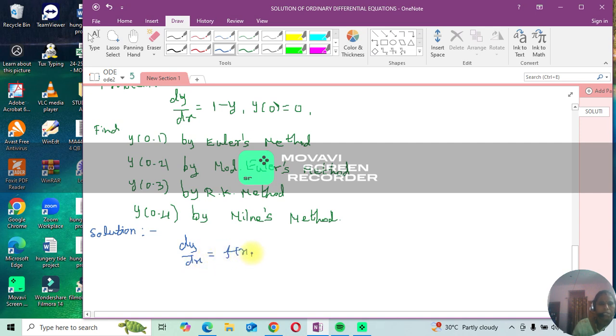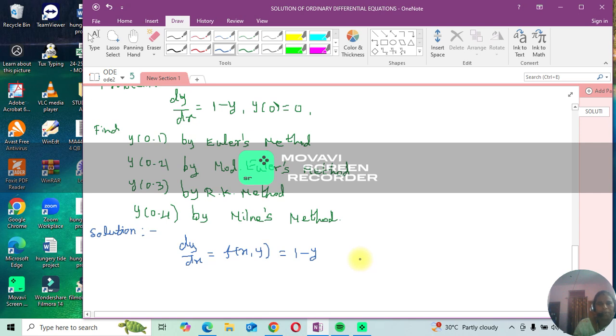So dy by dx, what is given? 1 minus y. So f of x, y is 1 minus y. And y of 0 equal to 0 is given. So using the initial value, and by choosing the interval difference of x value, this is our choice only.